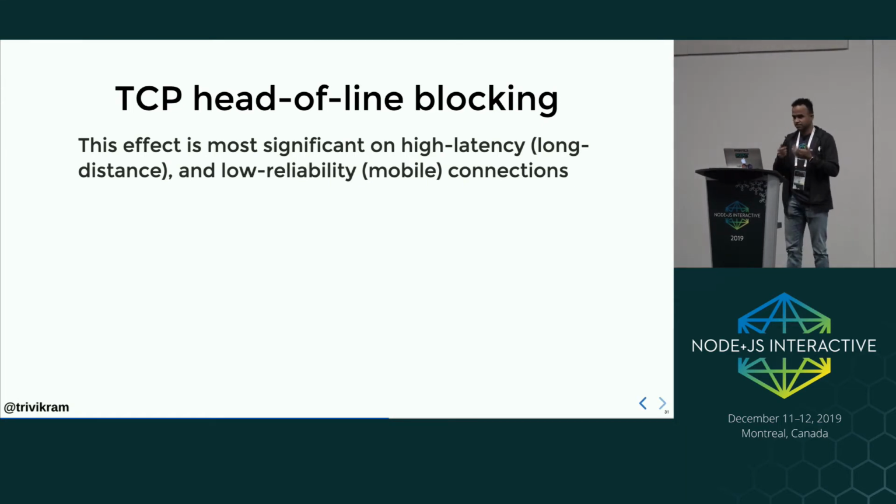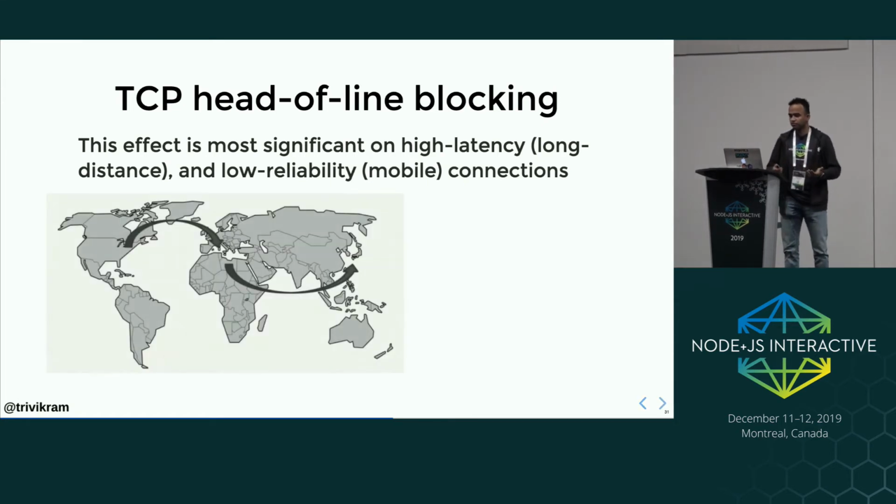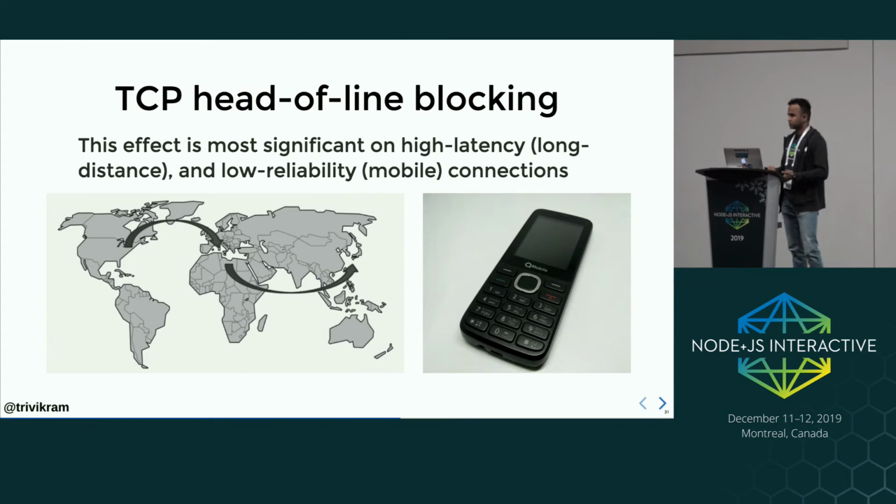So let us understand this using a metaphor, but before that, we will see where this effect is most significant. It is most significant on high latency networks, which are long distance. If there is high latency, the probability of a packet getting lost is more, or on mobile connections, where the probability of a packet getting lost is more.